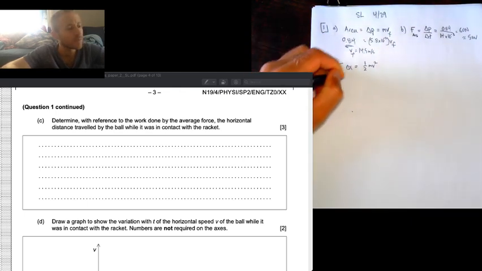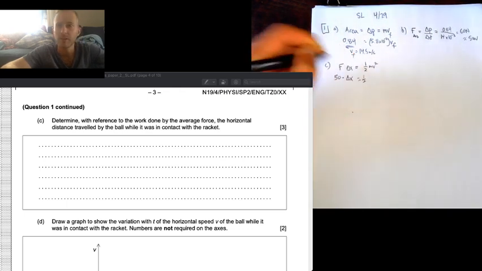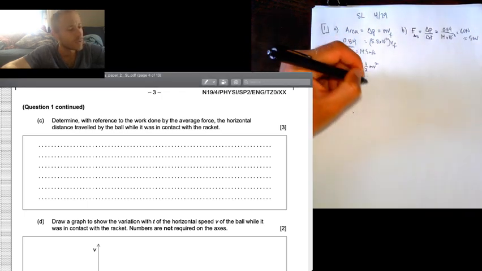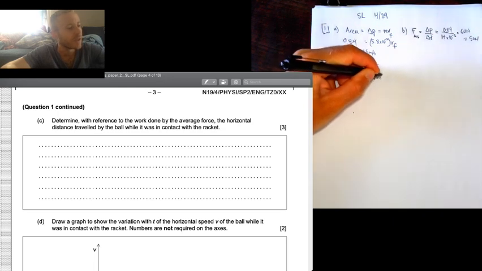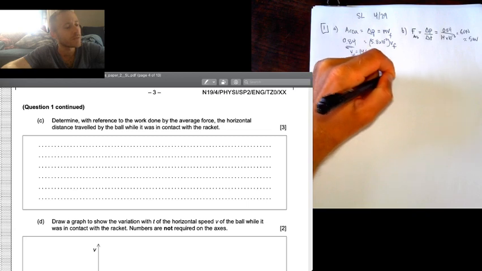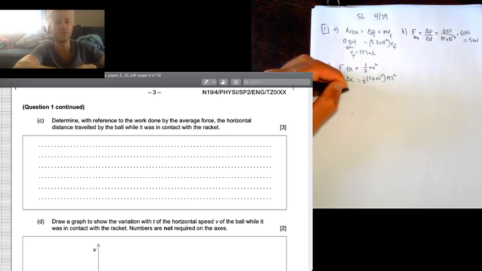So we get 50 times displacement equals 1/2 times the mass, which was 5.8 times 10 to the minus 2, times velocity, which is 14.5 squared. And so we can solve this equation for delta x.